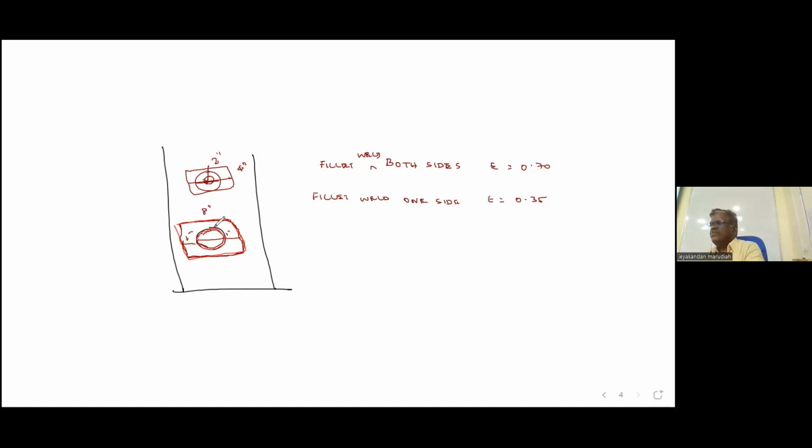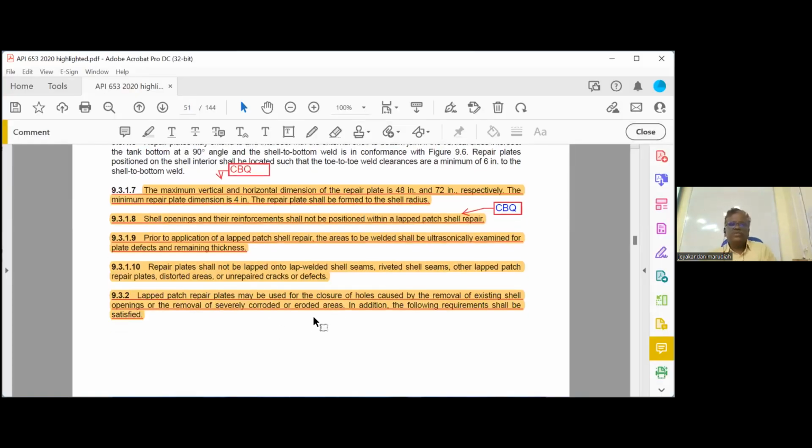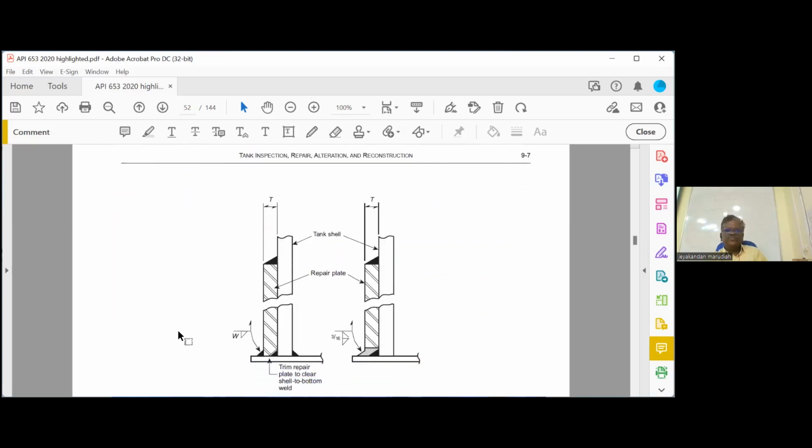Another important point is for any patch plate: what is the minimum thickness of the patch plate? Just as I told, 5 mm, 3 by 16 inch. 3 by 16 is 4.8 mm, about 5 mm. For any patch plate, that is the thickness. So please take it. These are not very important. Highlight this one: lapped patch repair plates may be used to close holes caused by removal of existing shell openings. In addition, the following requirements shall be satisfied.